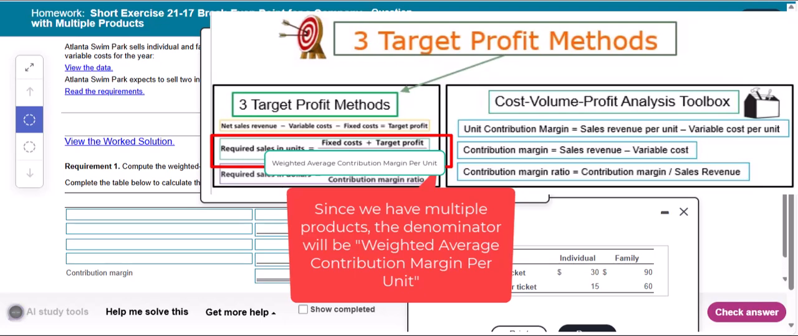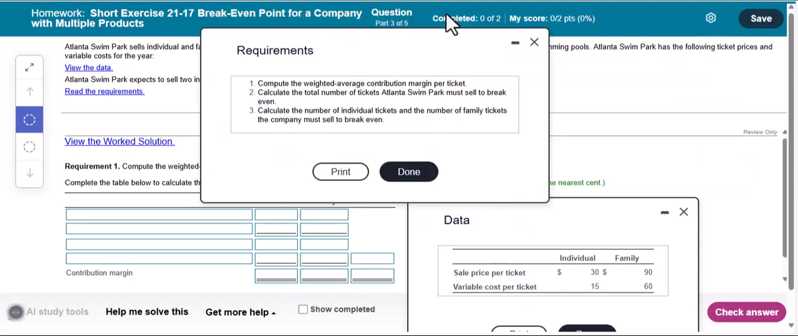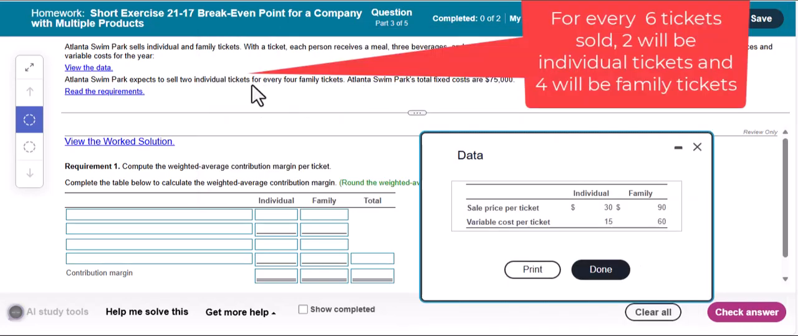So how do we calculate the weighted average contribution margin for 2 products? We have to calculate the contribution margin for the individual ticket and for the family ticket, and then multiply by the ratio, which is right here. They expect to sell 2 individual tickets for every 4 family tickets. So for every 6 tickets they sell, 2 will be individual tickets and 4 will be family tickets. This park is very popular with families.